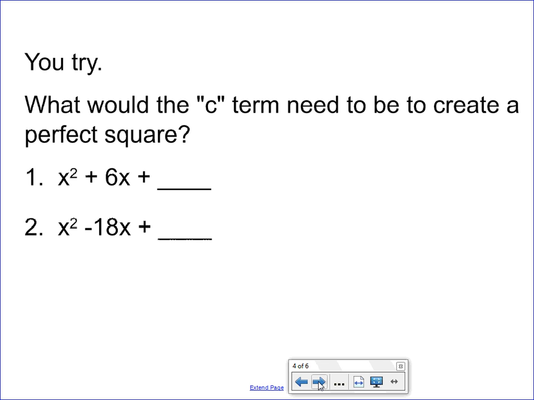First, you try. Try and find that c term that would create a perfect square. So you should have gotten a 9 here because half of 6 is 3. 3 squared is 9. You should have gotten 81 here because half of a negative 18 is a negative 9. Negative 9 squared is 81.